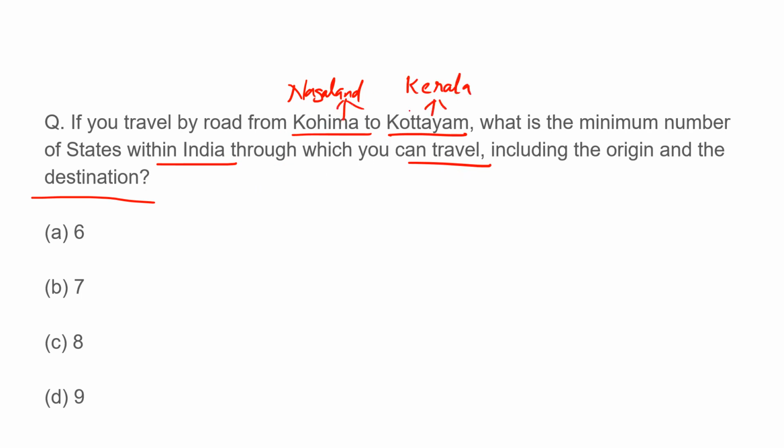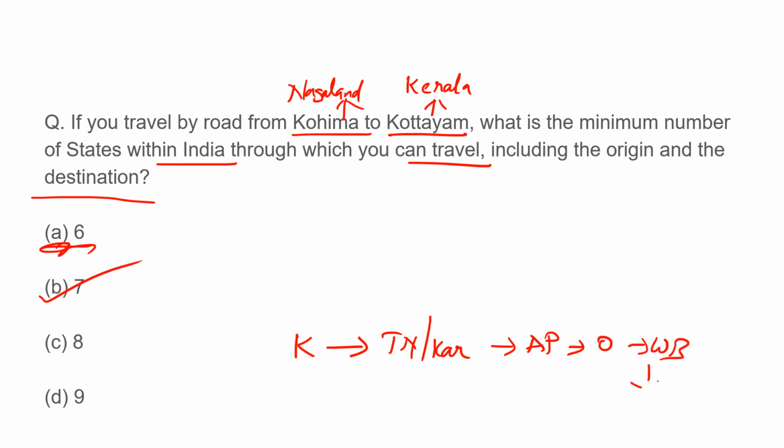Nagaland to Kerala. Now, if you are moving from Nagaland to Kerala, how many states do you have? This is an observation you can make. It is 7. How can you know? Say Kerala. From Kerala, you can go to either Tamil Nadu or Karnataka, either one. Then Andhra Pradesh, then Odisha, West Bengal to Assam, Assam to Nagaland. 1, 2, 3, 4, 5, 6, 7. So it is an observation.